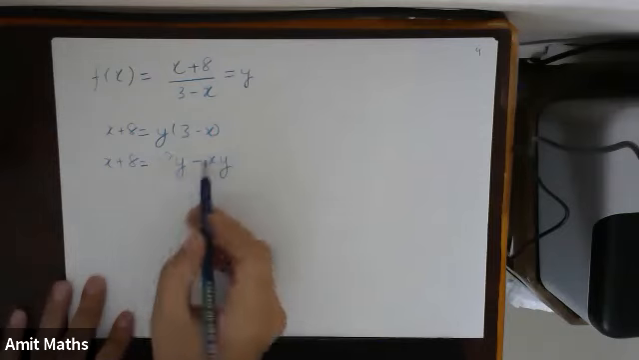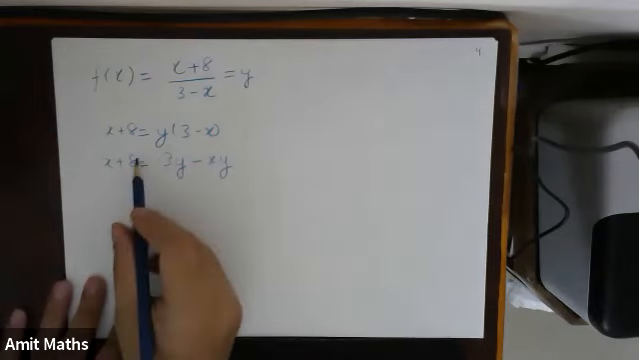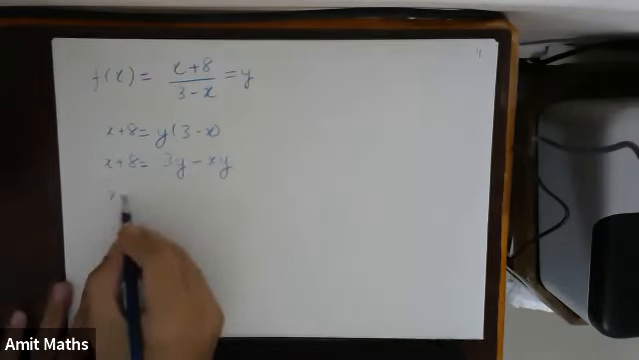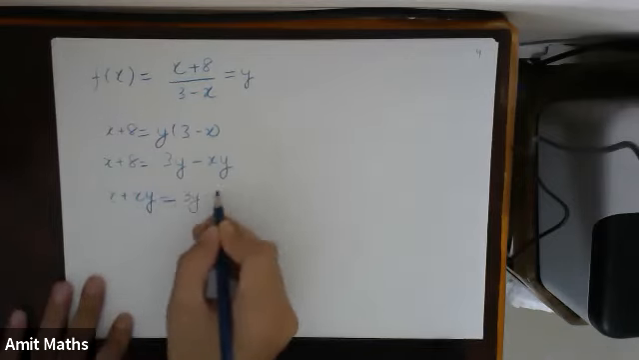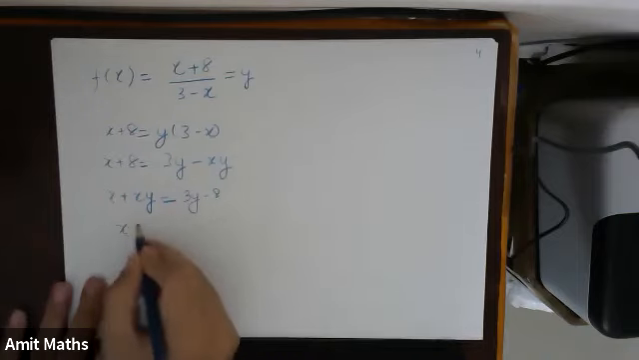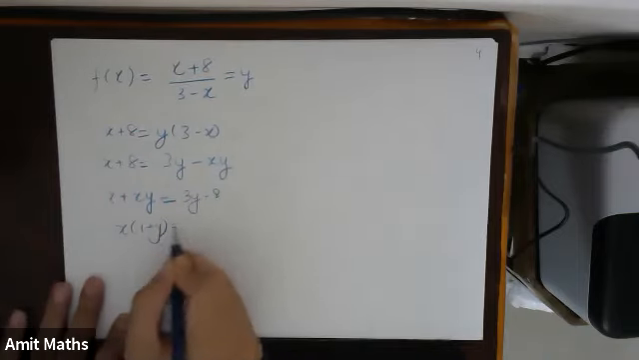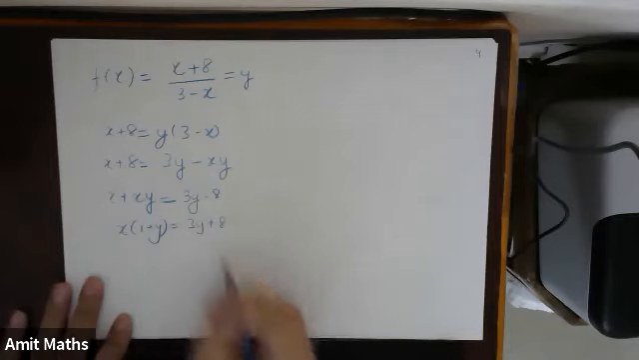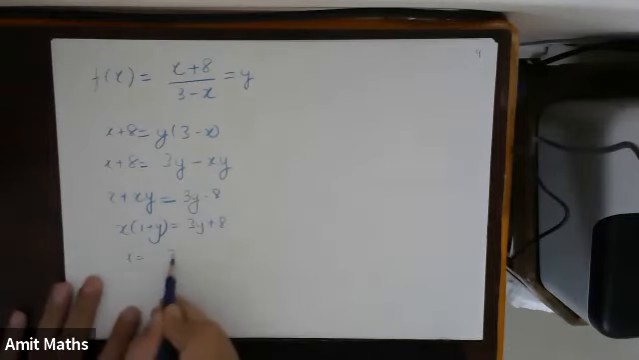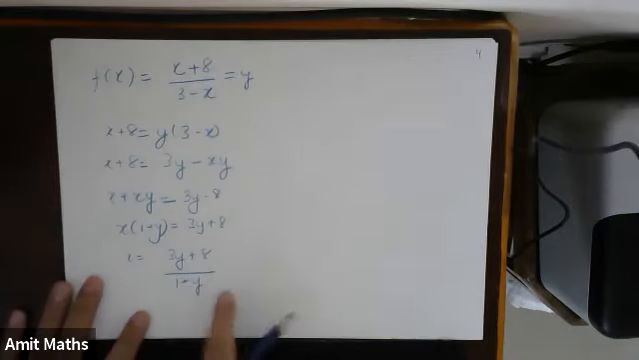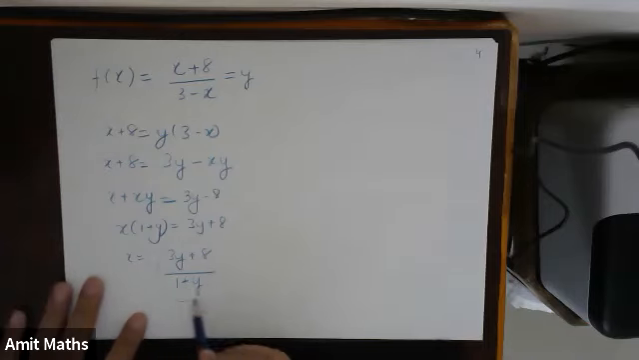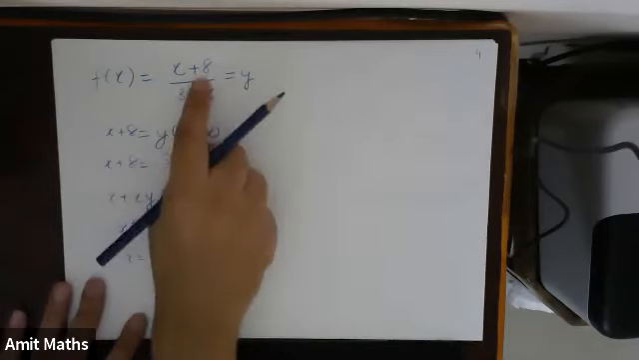Now this x I will bring to that side, and this 8 I'll bring to this side. So this becomes x plus xy equals 3y minus 8. Taking x common, x into 1 plus y equals 3y minus 8. So x equals 3y minus 8 upon 1 plus y. And we have seen several times that we have to find the domain of this function, which will become the range of the original function.